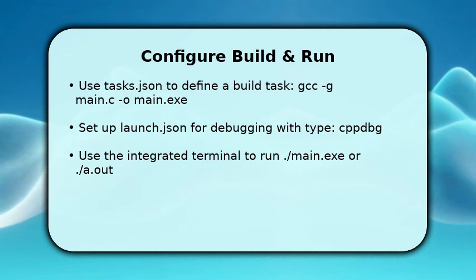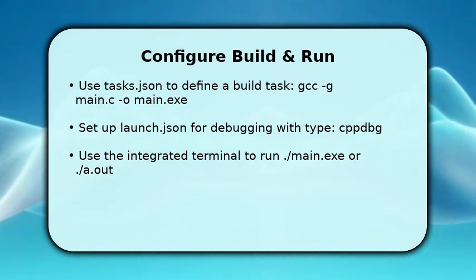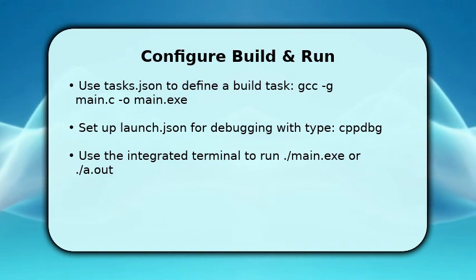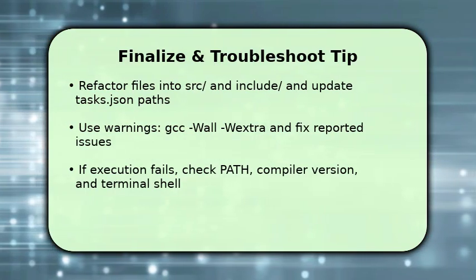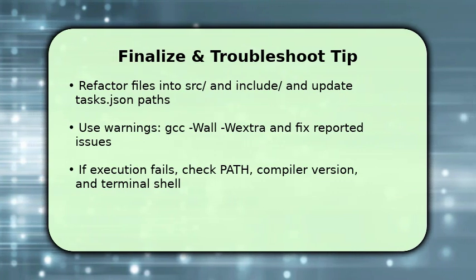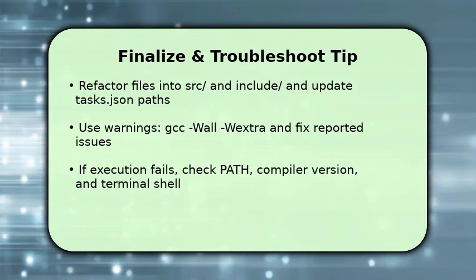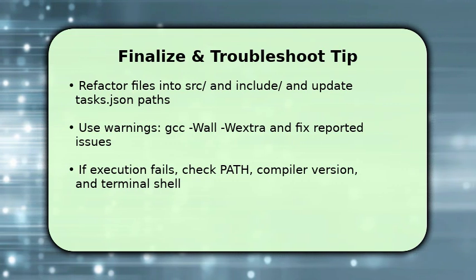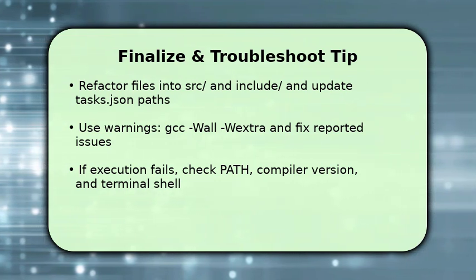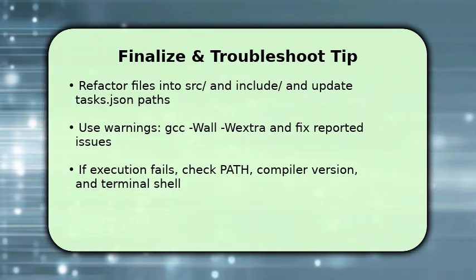Finish by organizing code into folders. Move sources to src and headers to include, then update tasks.json and launch.json paths accordingly. Once organized, compile with gcc -Wall -Wextra to catch problems early. Run your program from the integrated terminal to verify behavior.